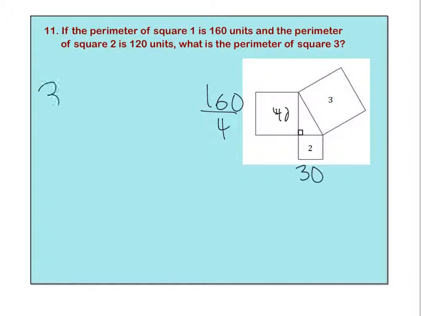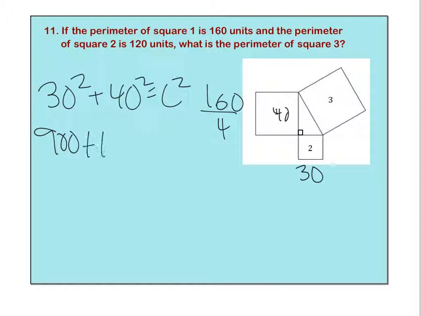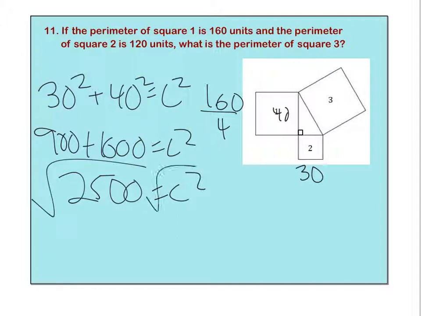So doing Pythagorean theorem, 30 squared plus 40 squared equals c squared. Well, you're going to get 900 and 1600 equals c squared, so that's 2500. And then when you square root, you're going to get 50. So this is 50. So the perimeter then is going to be 200.